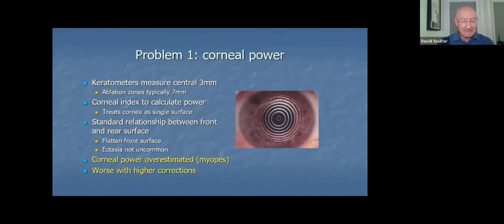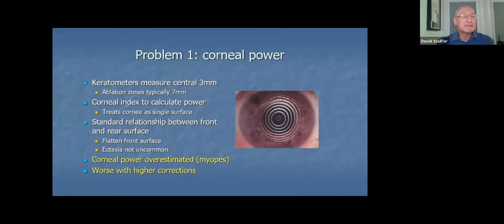That corneal index that we talked about earlier treats the cornea as if it were a single surface, which of course it isn't. And the problem with that is that the corneal index relies on a standard relationship between the front and rear surface. So if you're doing a myopic refractive surgery, then you'll flatten the front surface. As I said earlier, you're thinning the cornea, weakening it, so ectasia is not uncommon.